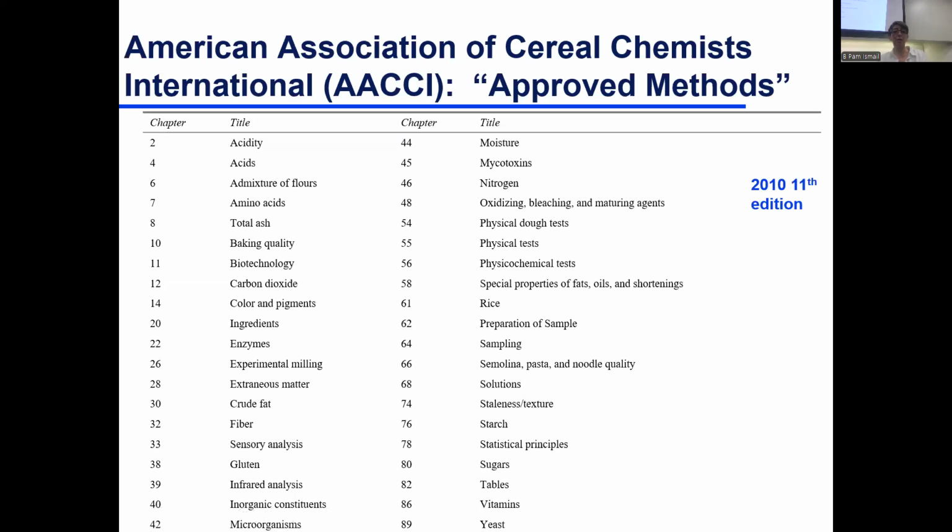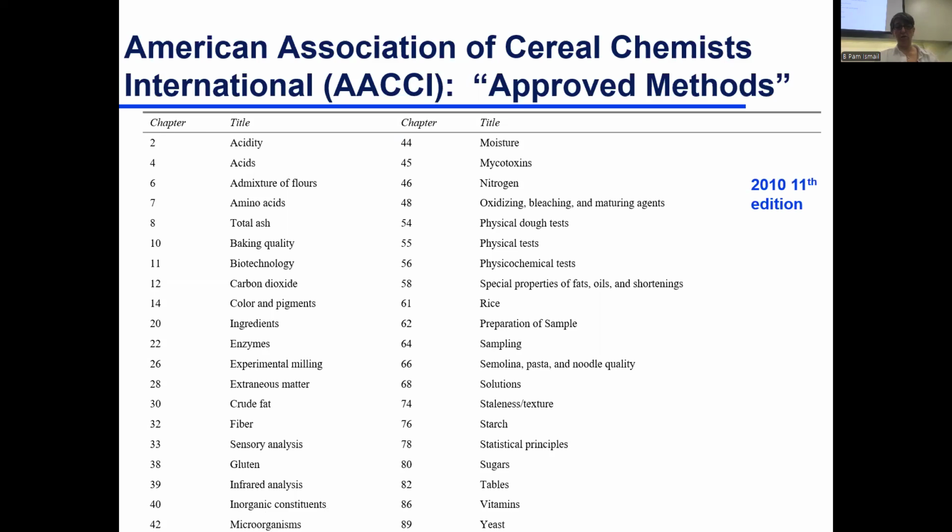This is the American Association of Cereal Chemists International, now known as Cereal and Grains. They also have their own approved methods. The last edition is from 2010. It's the 11th edition. And they also have different chapters and different methods of analyses that have been validated, mostly for cereal foods.